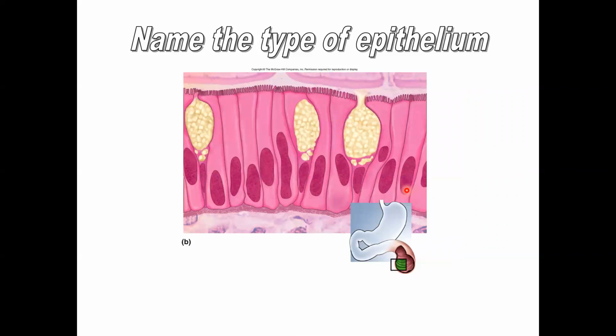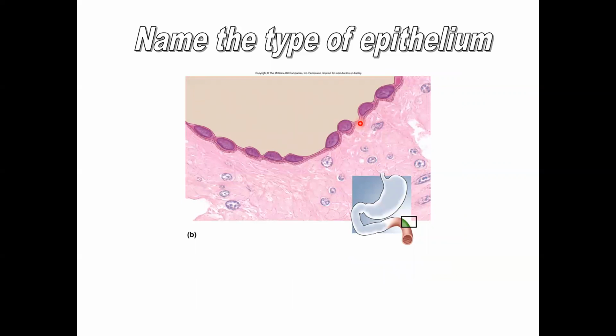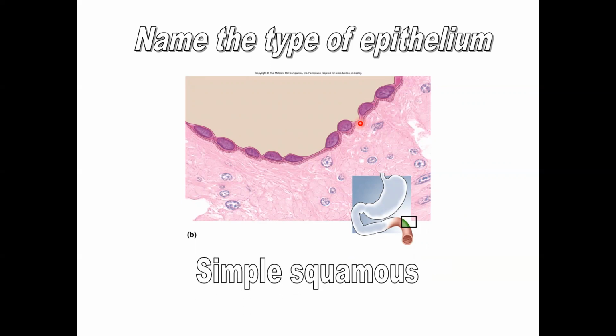What's this one? Simple columnar epithelium. Again, well done. You like how I assume you got this right? You're welcome. What are these cells? I ask as if you can answer. Goblet cells. Goblet cells make mucus. This is actually a fairly poor example of simple squamous epithelium.